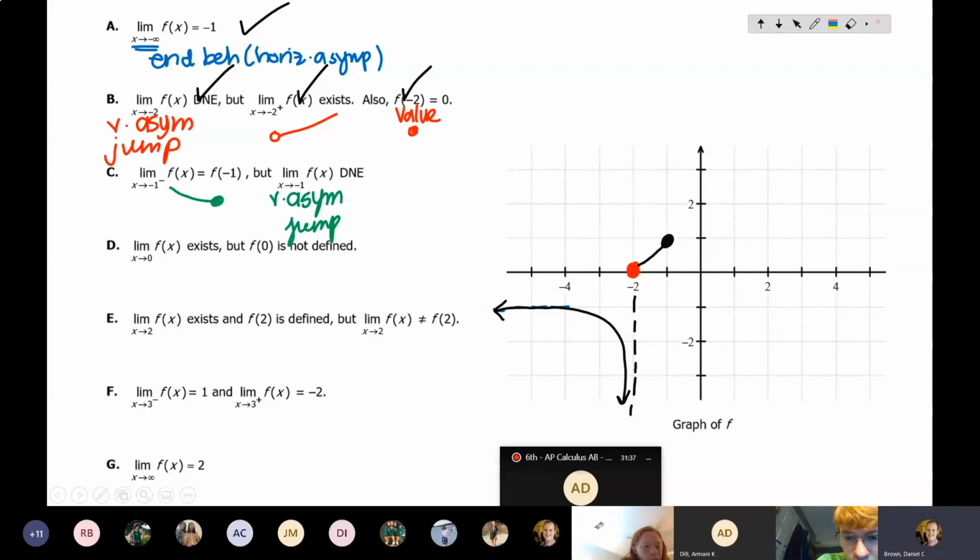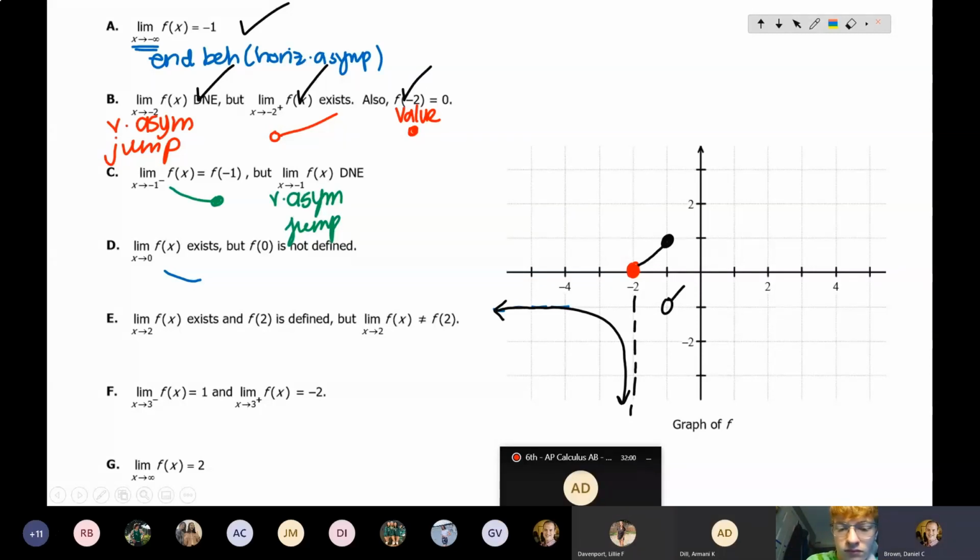So then we have the limit as x goes to -1 doesn't exist overall. I could do another vertical asymptote. I could do a jump. This time I'll do a jump. We know the left-hand side and the right-hand side can't match up. Looking at D, it tells me that the limit as x goes to 0 exists. So that means coming in from the left-hand side and the right-hand side, it has to match up.